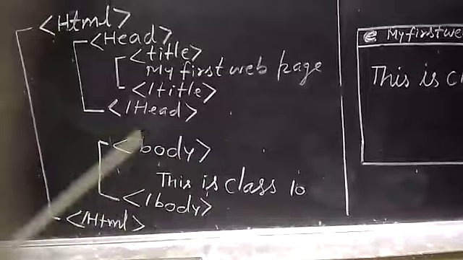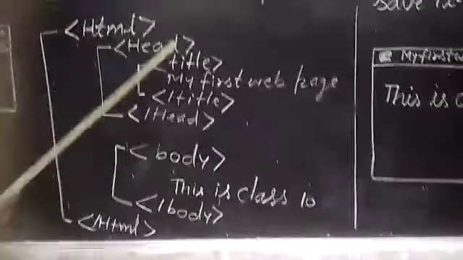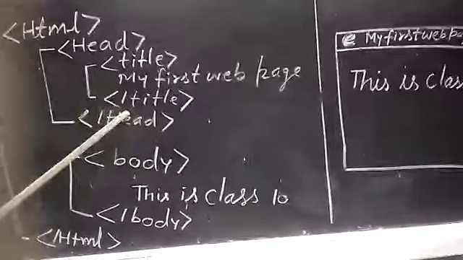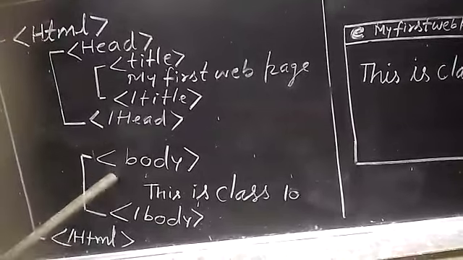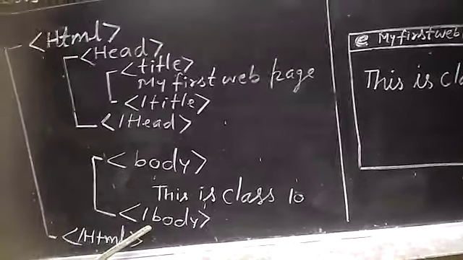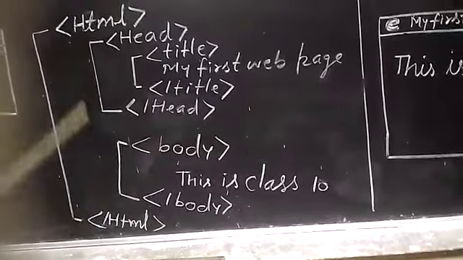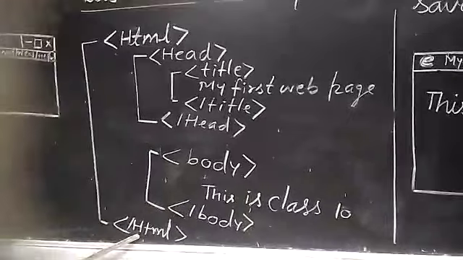So students, we have opened the head section, then the title tag. Then after the title, it closes here. Then the head section is closed here. The body section is started here. Then the body section will be closed here. Then which tag is remaining to close? Here the HTML tag is remaining to close, students. So we close the HTML tag here.